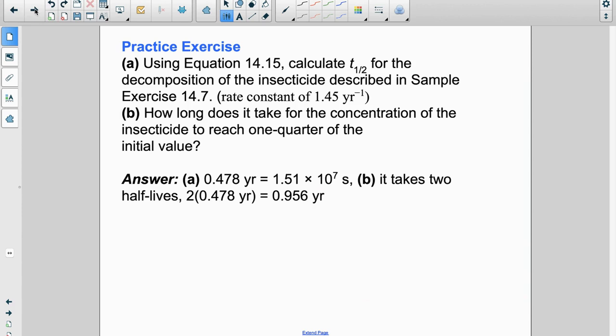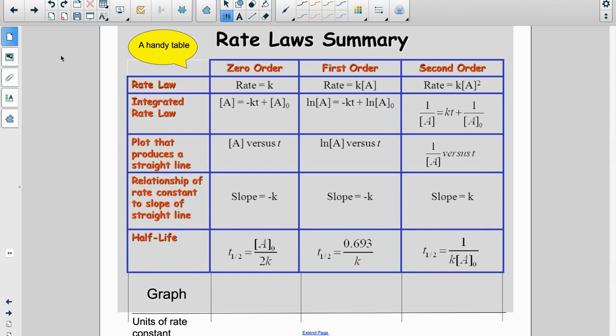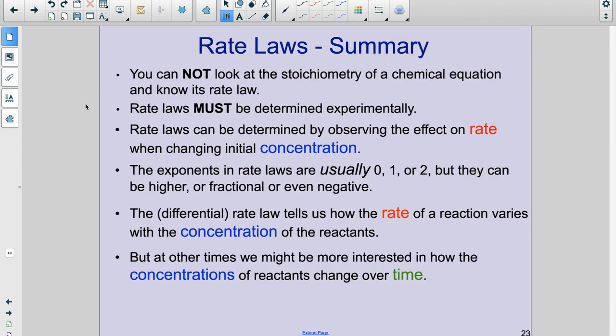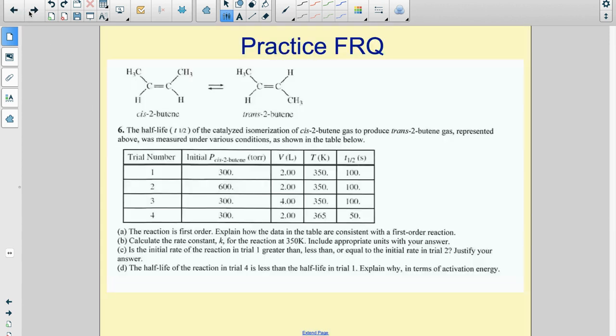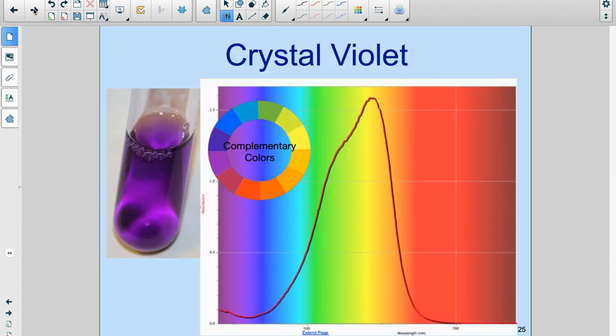So we skipped a couple of these practice exercises. We may come back to them at some point. This one, there's answers here. You can do that out and make sure you get those answers. It is in the textbook as well. And we'll go over this rate law summary on Thursday, a little more summary. And then we'll do this practice FRQ on Thursday.